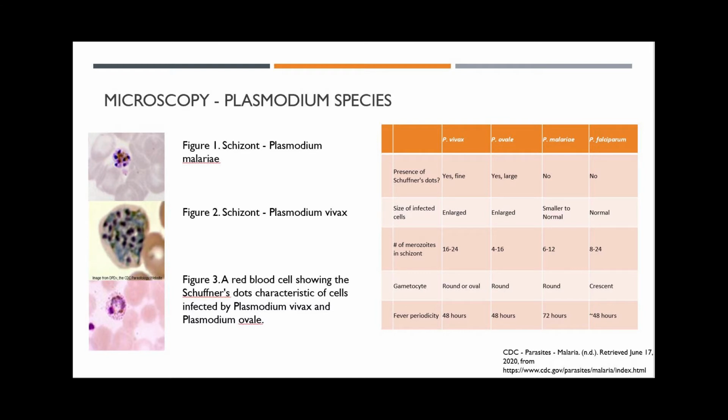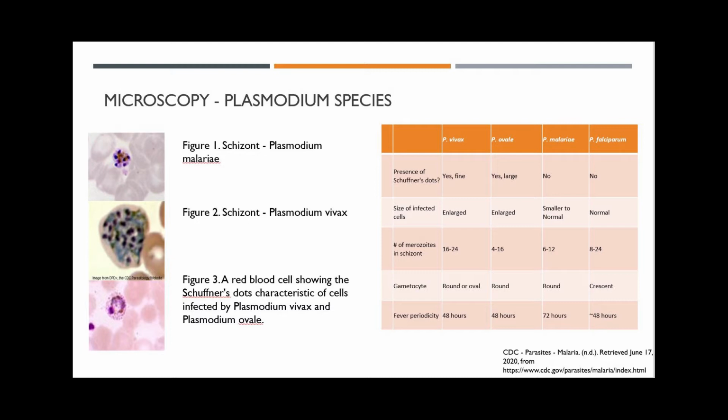Here we're shown figure 1, the schizont of Plasmodium malariae. This figure shows the schizont containing merozoites, 6 to 12, giving a coarse, grainy appearance.